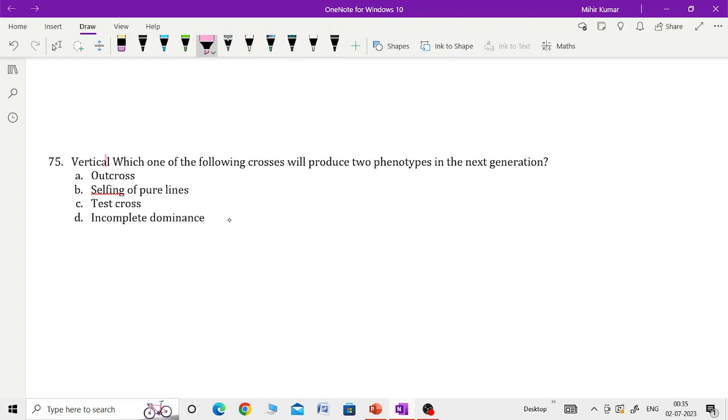Which one of the following crosses will produce two phenotypes in the next generation? Outcross is the cross between two different unrelated strains. That is outcross, which does not produce only two phenotypes. The selfing of a pure line only produces one phenotype, not two phenotypes. And incomplete dominance also produces one phenotype in the F1 generation. But in the case of the test cross, we use Tt, the heterozygous, and tt, the recessive condition.